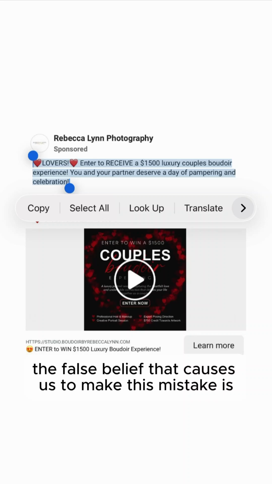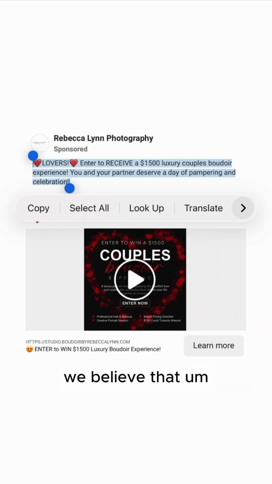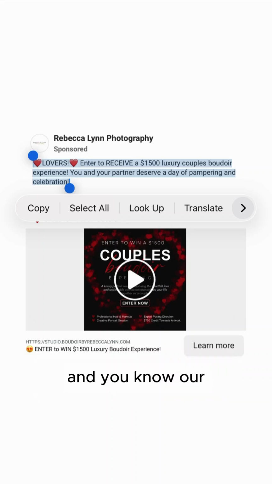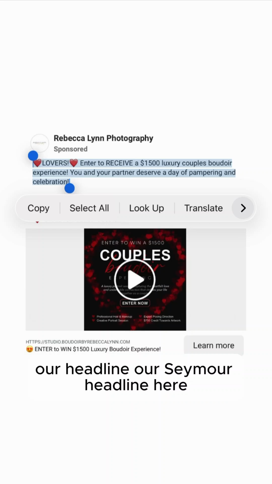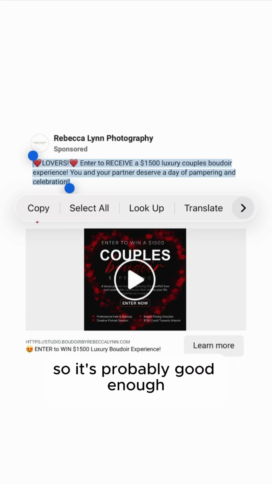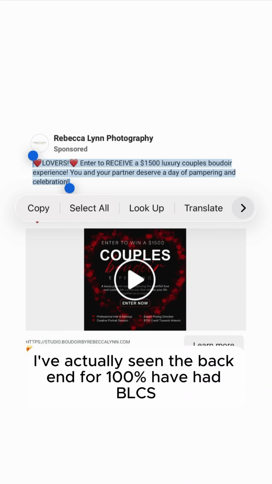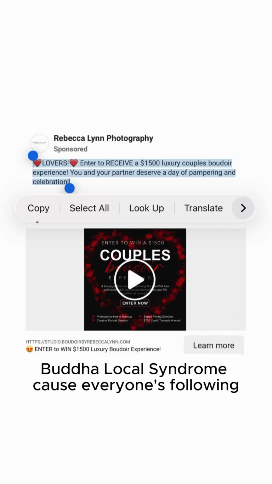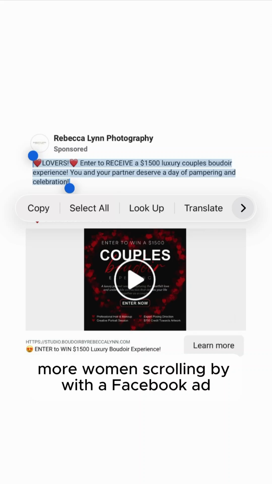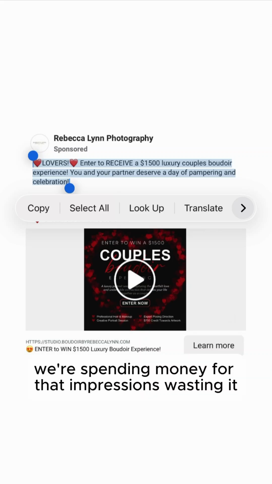The false belief that causes us to make this mistake is we believe that we've got enough context here to actually bring in more buyers, bring in more of who we want to bring in. Our See More headline here looks kind of like what other boudoir photographers are doing, so it's probably good enough. But every other boudoir Facebook ad I've seen the back end for, 100% have had BLCS, Boudoir low click syndrome, because everyone's making the same mistakes. So this contributes to more women scrolling by our Boudoir Facebook ad than necessary. We're spending money for those impressions, wasting it.